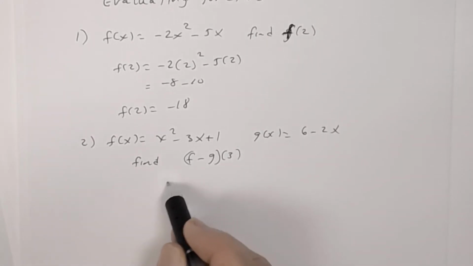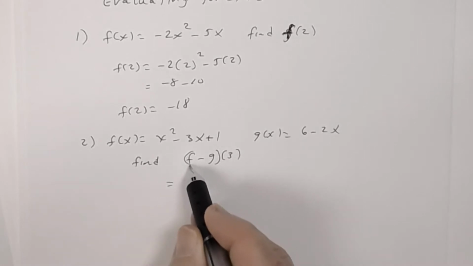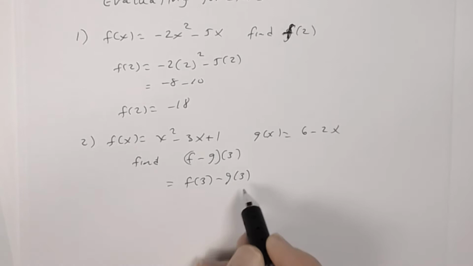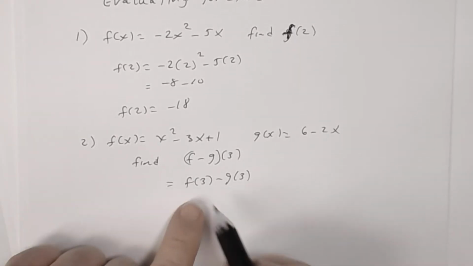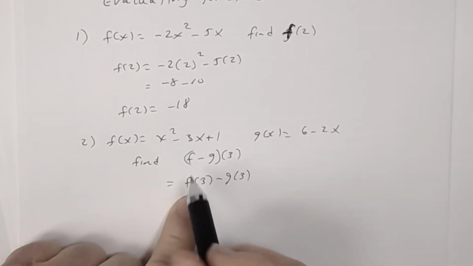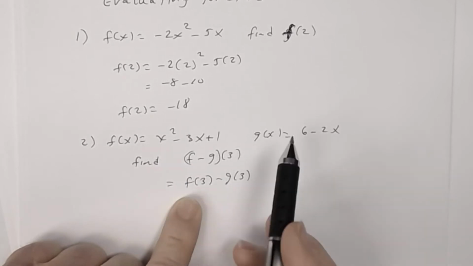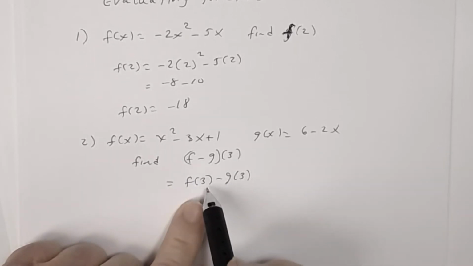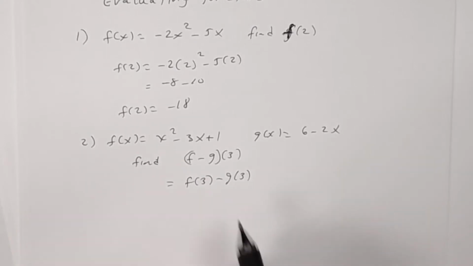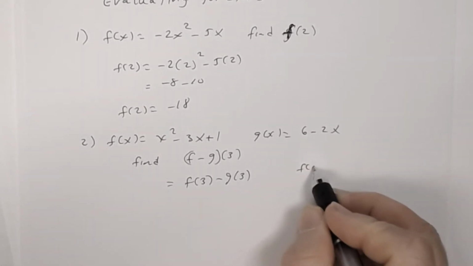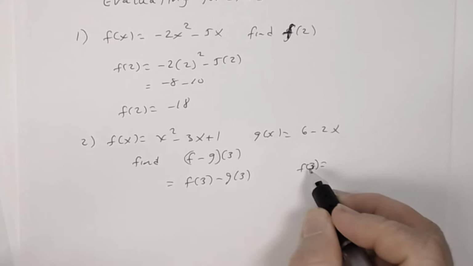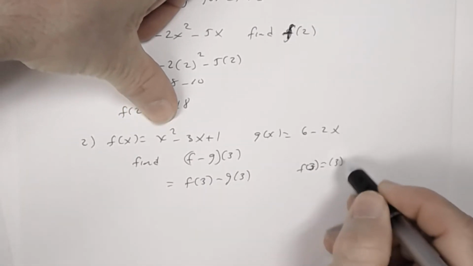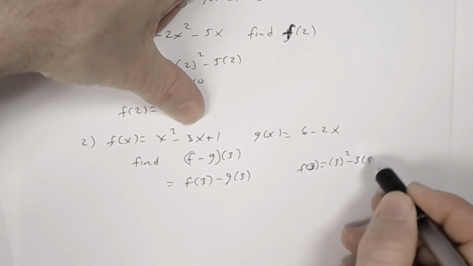So what we're going to do is use our definitions. That means f of 3 minus g of 3, right? And so I go off to the side. Remember, you go off to the side and figure out, well, what is f of 3? Well, here's my function f of x. You have to make sure you use the right one now. So this is f of x. And so f of 3, where we see the variable x, I substitute 3. So I get 3 squared minus 3 times 3 plus 1.